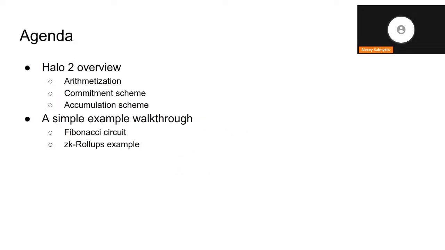Our agenda for this session is to have an overview of the Halo2 main ingredients, which are an arithmetization scheme, a commitment scheme, and an accumulation scheme. We want to develop a good intuitive understanding of how the schemes work, what they are doing, and how they do this. Next, we're going to walk through simple examples of how these schemes are involved in constructing the circuits.